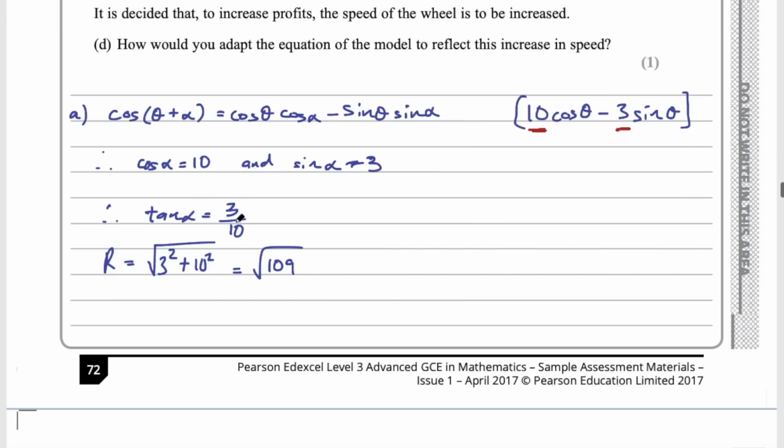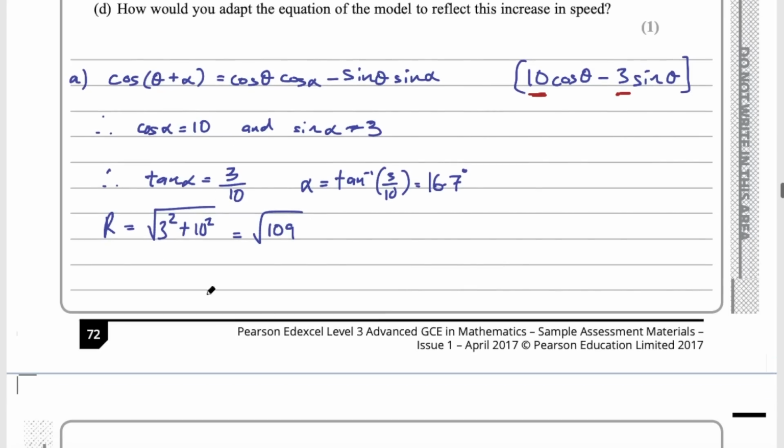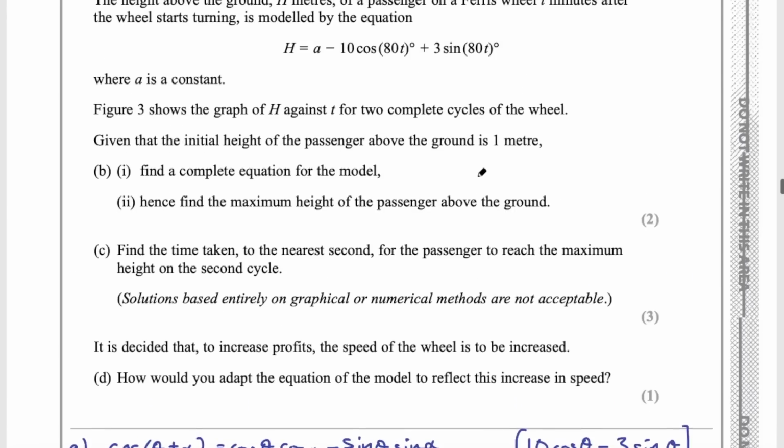And because tan alpha equals 3 over 10, we can say alpha equals the inverse of tan of 3 over 10. And if you put that into a calculator, you get 16.7 degrees rounded off. So therefore we can say that 10 cosine theta minus 3 sine theta equals the square root of 109 cosine theta plus 16.7, and that was for 3 marks.